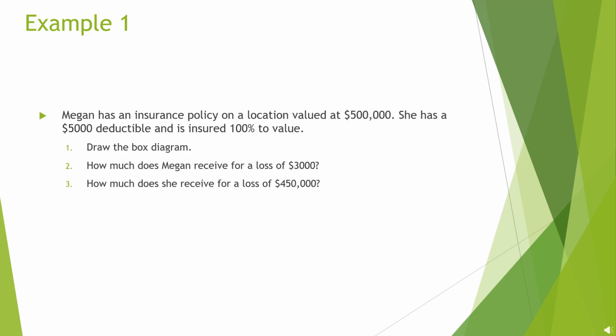Let's have a look at our very first and most simple example to understand how to make a box diagram for any problem statement. Pause this video and try to think the solution, because now onwards, the problem statement is going to be more complex. This problem says Megan has an insurance policy on a location valued at $500,000. She has a $5,000 deductible and is insured 100% to value. For this, draw a box diagram to answer the other questions accurately.